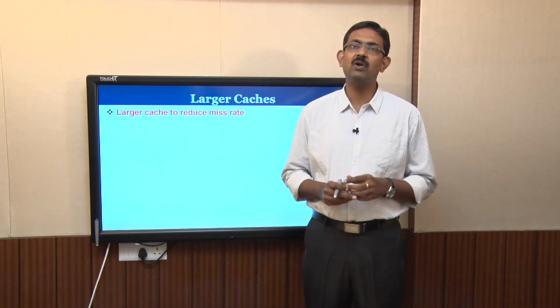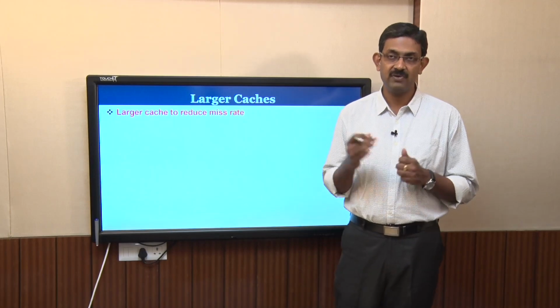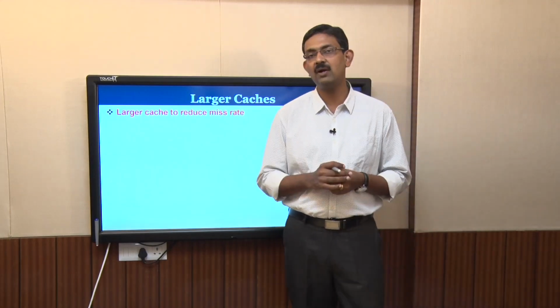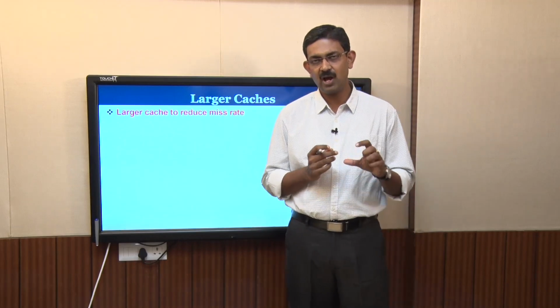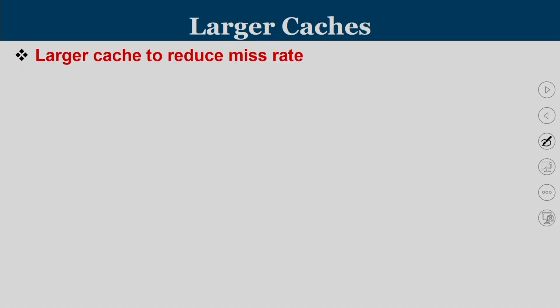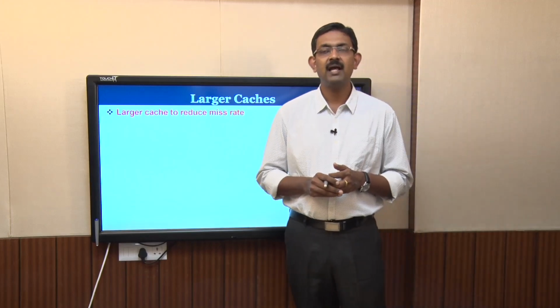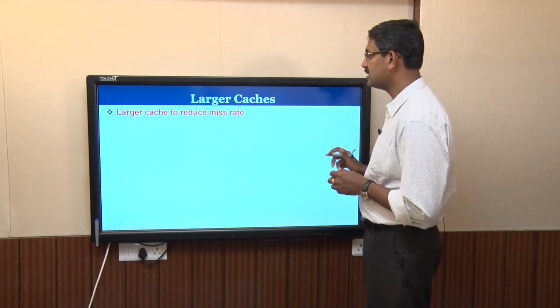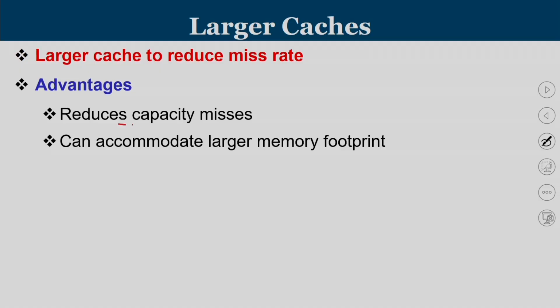When you have a really small cache and the memory footprint of the program that is running is really big, then your cache cannot accommodate the entire program, leading to more number of misses. But if you have a slightly larger cache, more of the program's required data and instructions can be kept in this cache. So, larger caches will reduce miss rate. The advantage is we are trying to reduce capacity misses and we can accommodate programs with larger memory footprint.